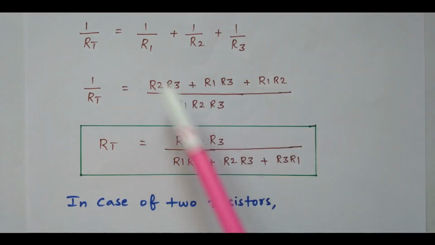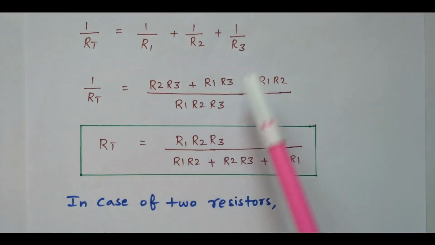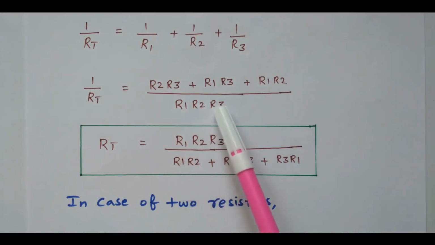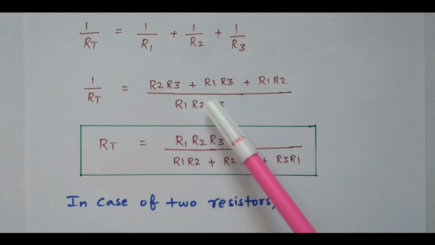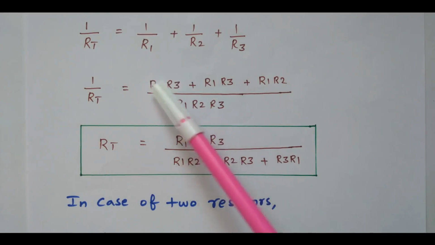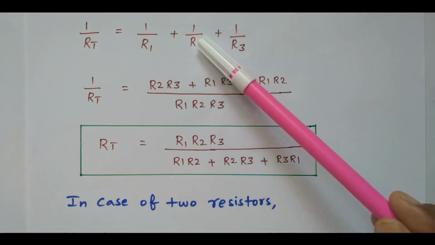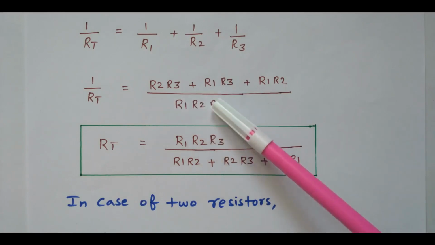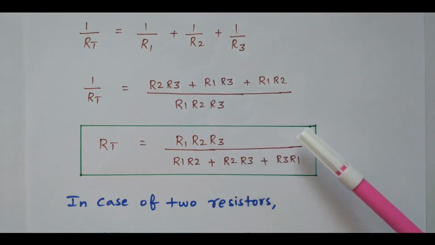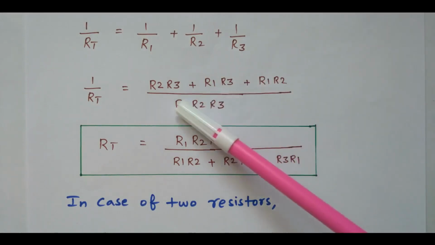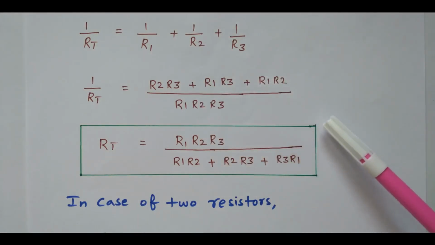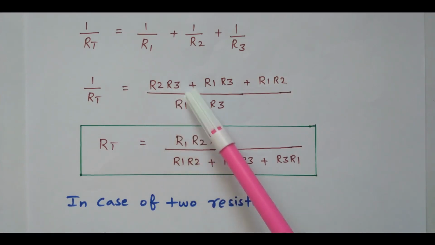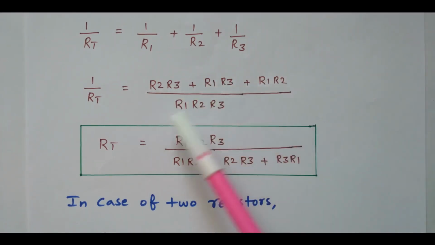Now we'll go for simplification. We'll take the LCM. 1 by RT equals, so R1, R2, R3, three terms are available, so we will take the LCM as R1 R2 R3. Here R1 is available, R2 and R3 are not, so it is R2 plus R3 multiplied. Here R2 is available in the common LCM, so R1 and R3 are multiplied. Here R3 is available, so R1 and R2 are multiplied. So it is R2 R3 plus R1 R3 plus R1 R2 divided by R1 R2 R3.